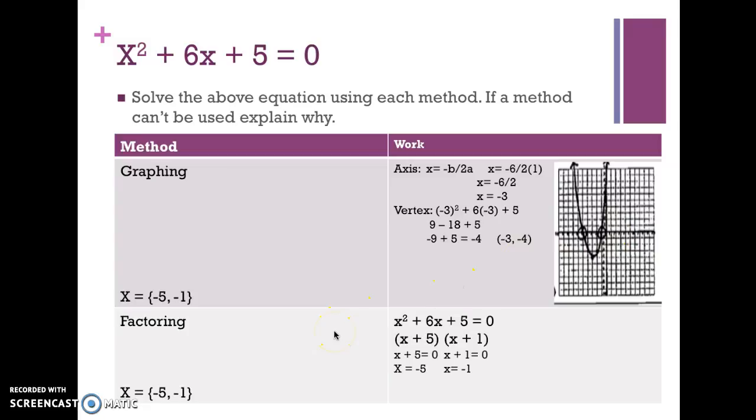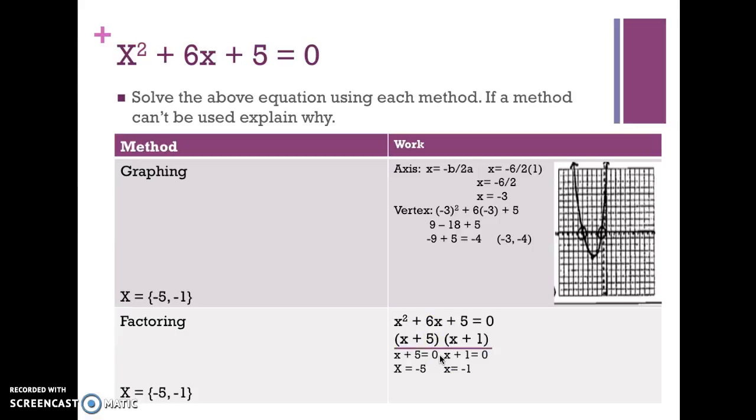Now we're going to factor. When we're factoring, we look at our c value first. We're looking for factors of 5 that when added together equal 6, but when multiplied together equal 5. In this case, those factors are 5 and 1. Now we plug in our 5 and our 1, and then we set each of those equal to 0.